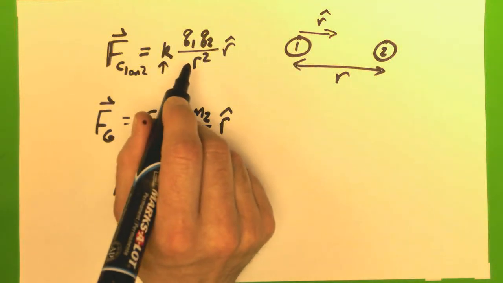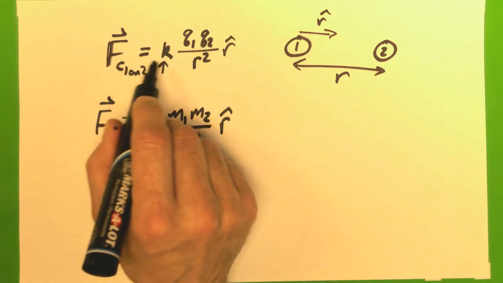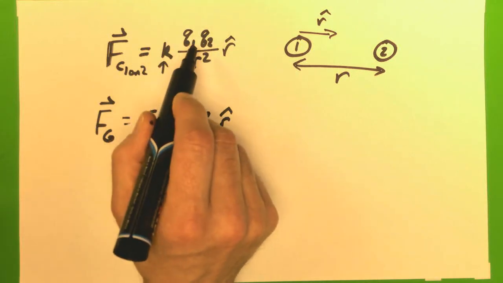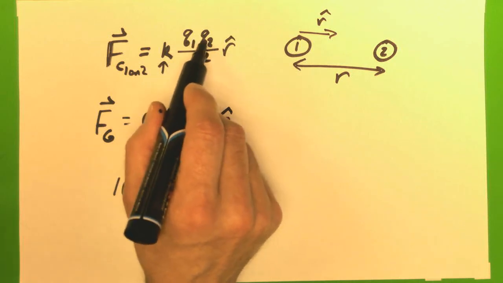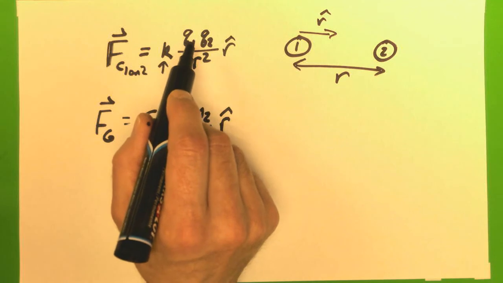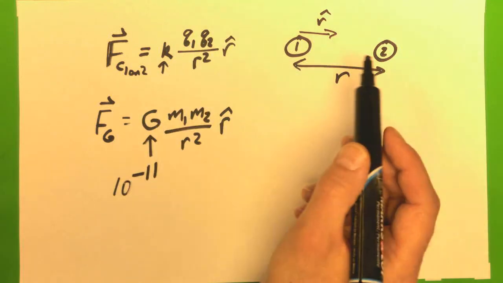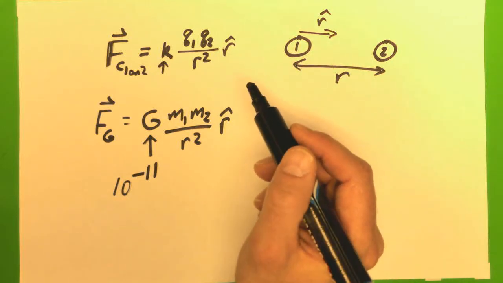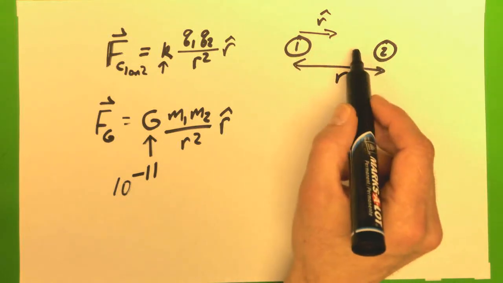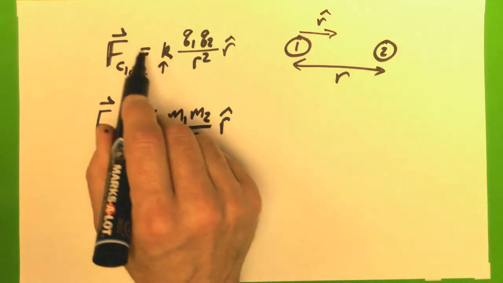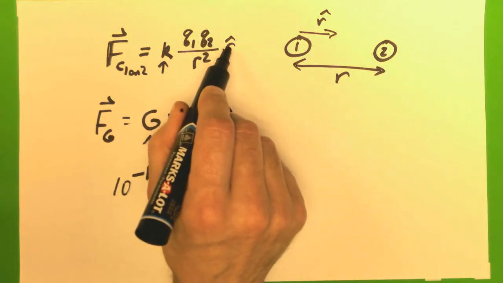Now the thing that's important too is these charges could have a sign. One could be positive, one could be negative, or they both could be positive, they both could be negative. We do know from our experiments that opposites attract and likes repel. And so repulsion would be a positive force. If these were repelling, then the force by 1 on 2 would be that way, and so this should have an overall positive sign because it should end up in that direction.